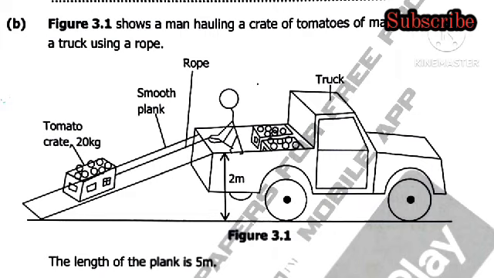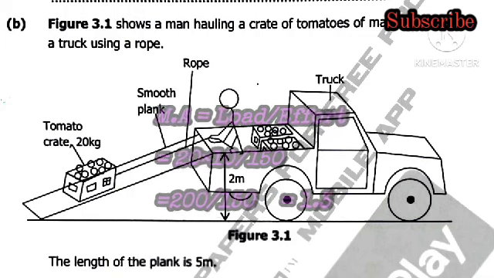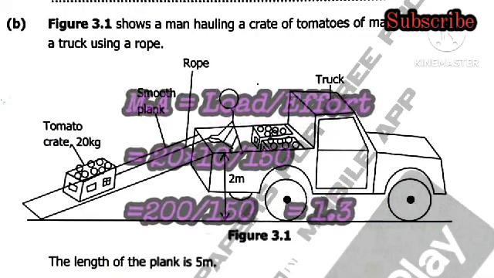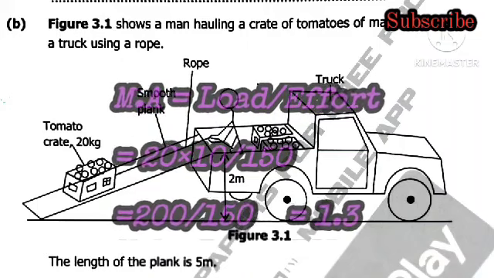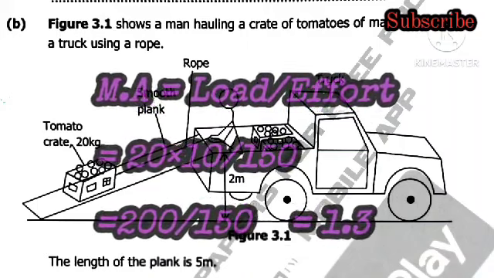You use the formula for force. Force is equal to mass times acceleration. The mass is 20 kg, and acceleration in this case is acceleration due to gravity. So the load will be 20 times 10, which is 200. So now your mechanical advantage will be 200 divided by 150, which is 1.3 if you calculate.